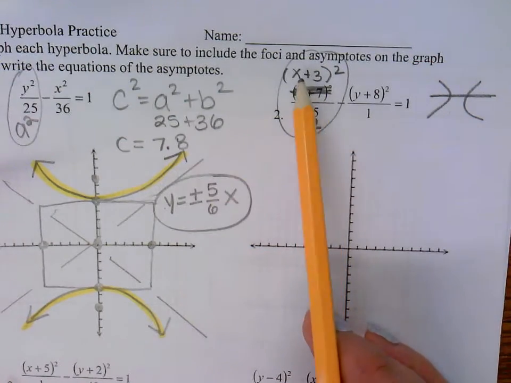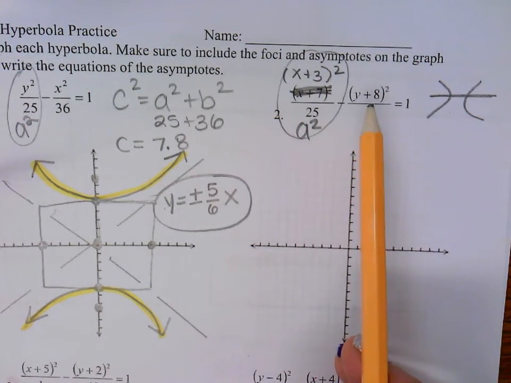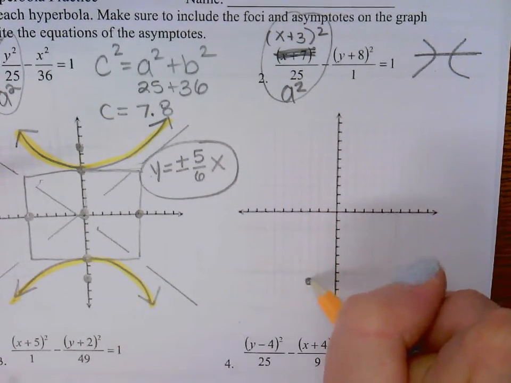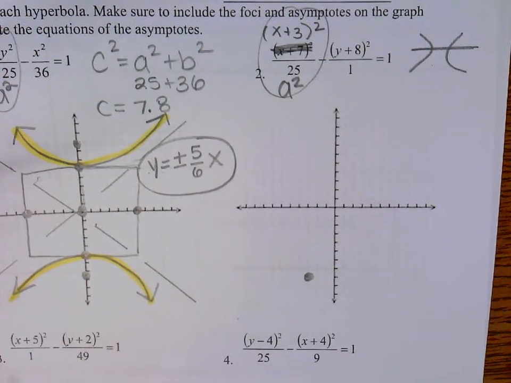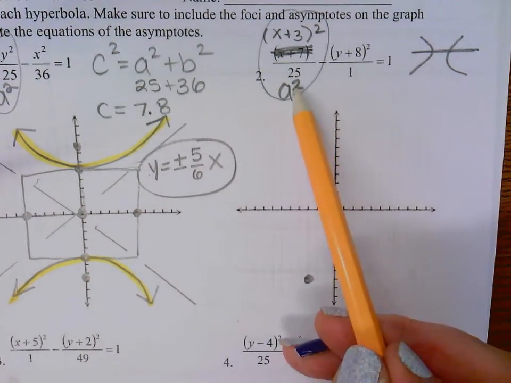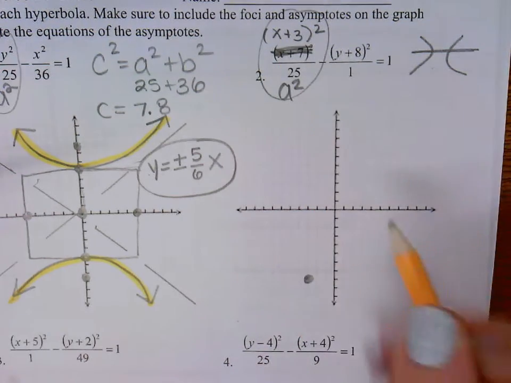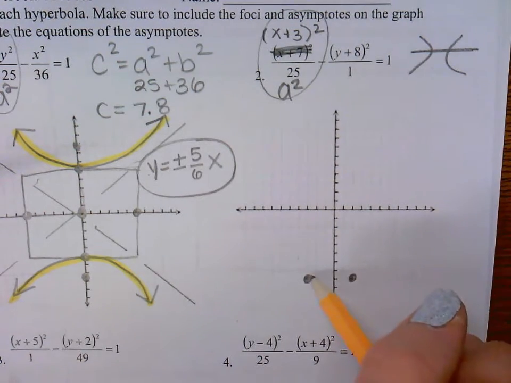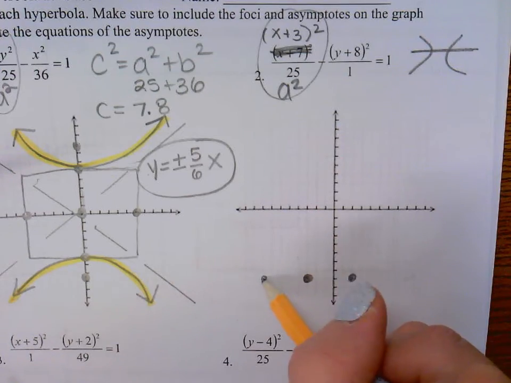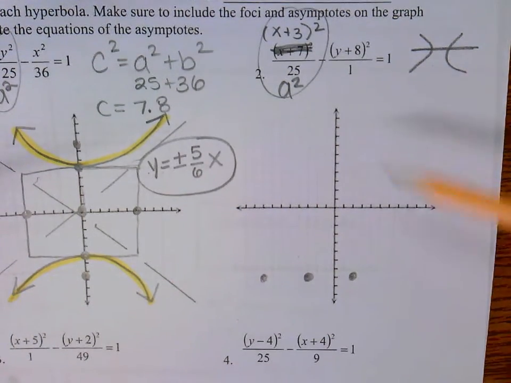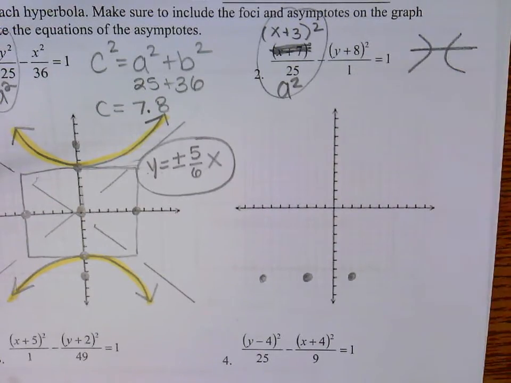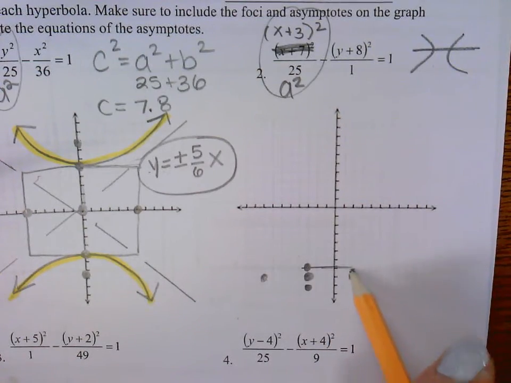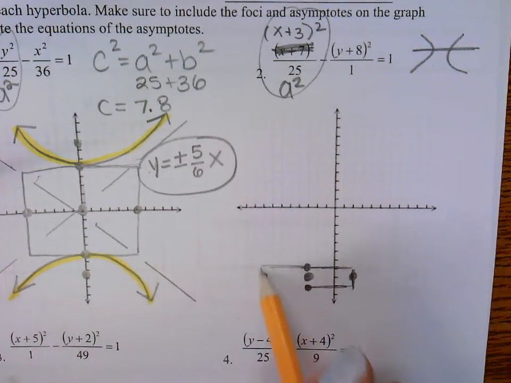I'm going to go left 3 and down 8 to plot my center. So left 3 and down 8. I just changed the value so that it'll fit on our graph here. And then in the a direction, so x direction, I'm going to count 5 units. 1, 2, 3, 4, 5. Sorry, this printed so light. 1, 2, 3, 4, 5. Hopefully you can see it. In the y direction, I'm only going to go 1 because the square root of 1 is just 1. So this is a really small, narrow rectangle to box it in.